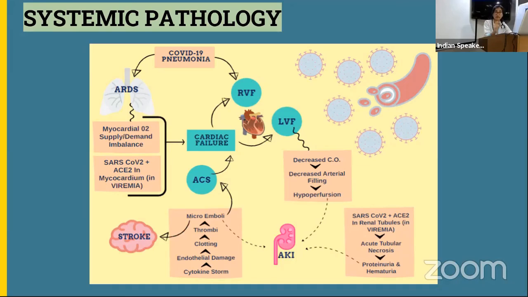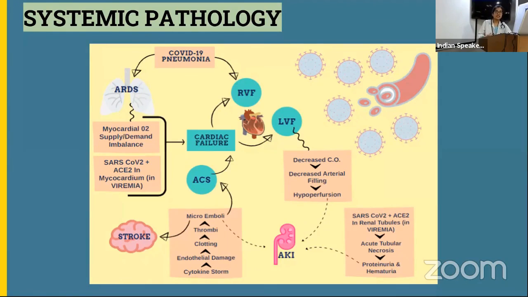In viremia, the SARS-CoV-2 may reach the myocardium, where it binds to the ACE2 receptors and causes pyroptosis and release of cytokines, which would damage the myocardium and cause inflammation, and that is termed as myocarditis, which leads to cardiac failure again. There can be RVF, right ventricular failure, which can also be precipitated by COVID-19 pneumonia. And there can be left ventricular failure too, which naturally results in decreased cardiac output, leading to decreased arterial filling, causing hypoperfusion of organs. And if this hypoperfusion happens in the kidneys, it causes acute kidney injury or AKI.